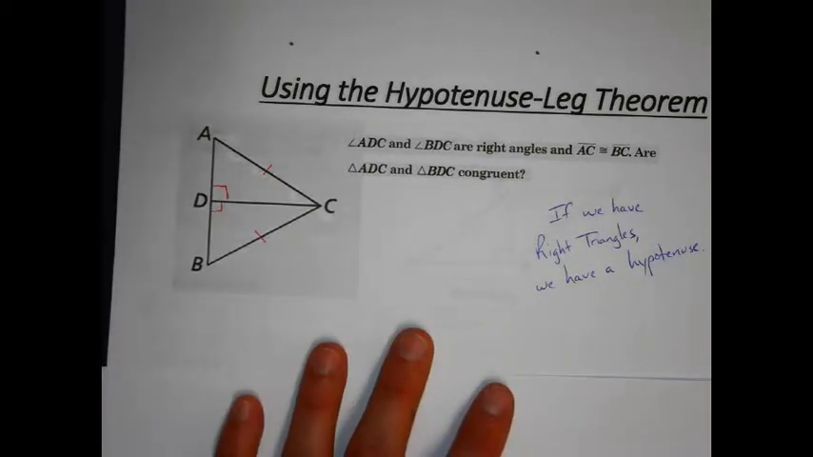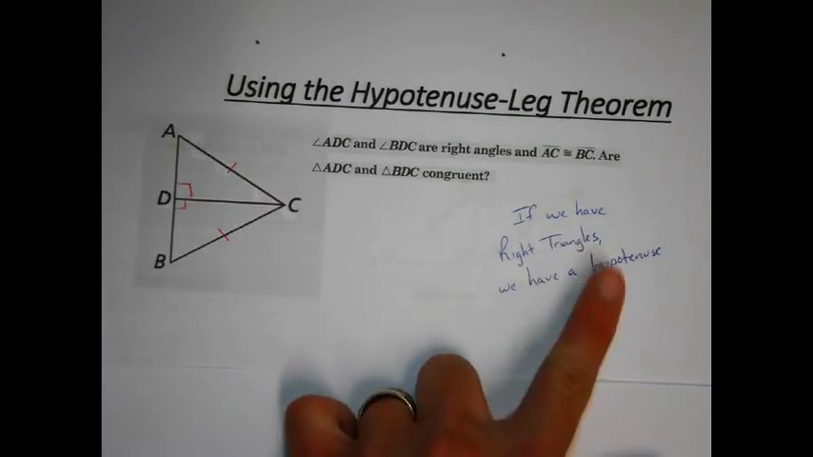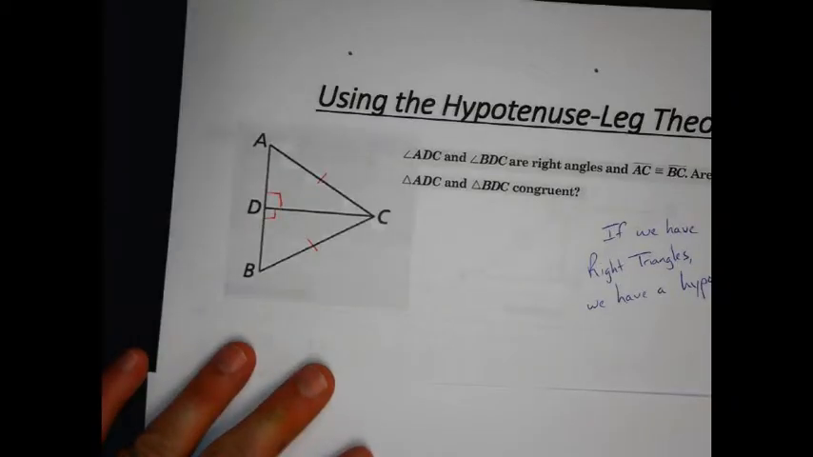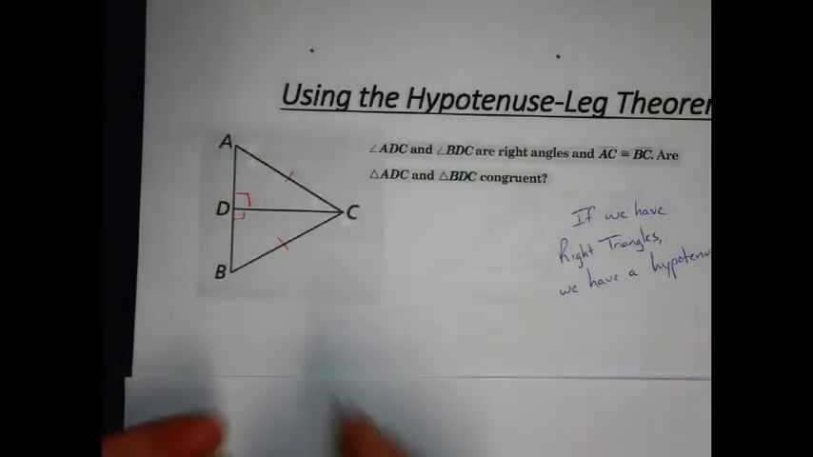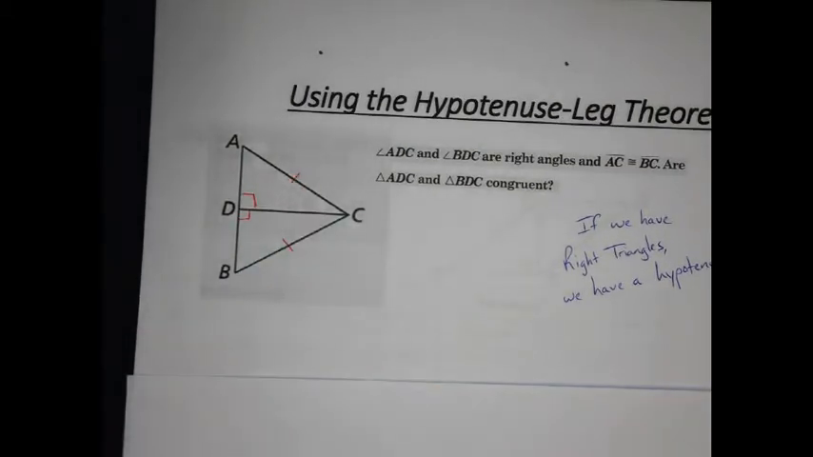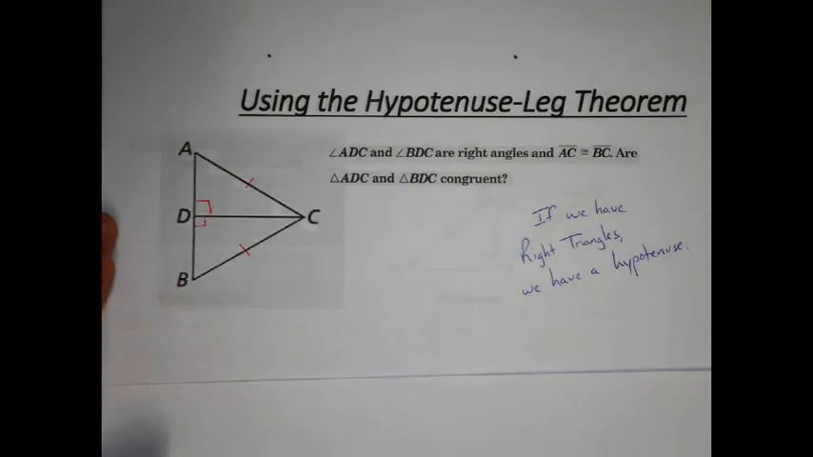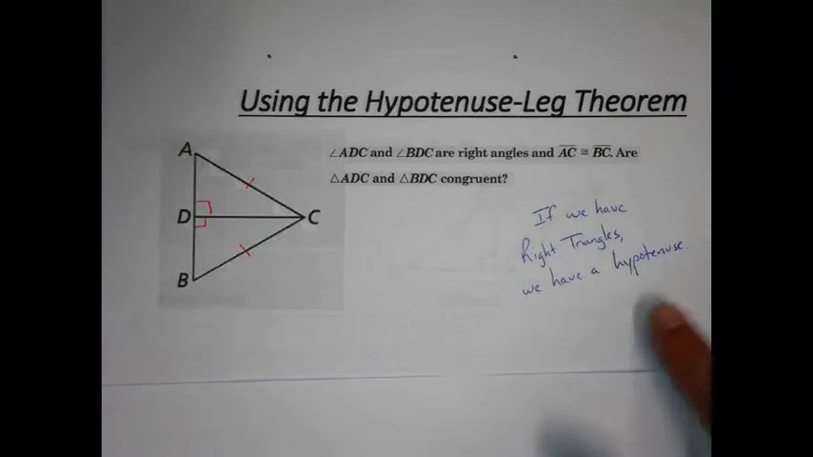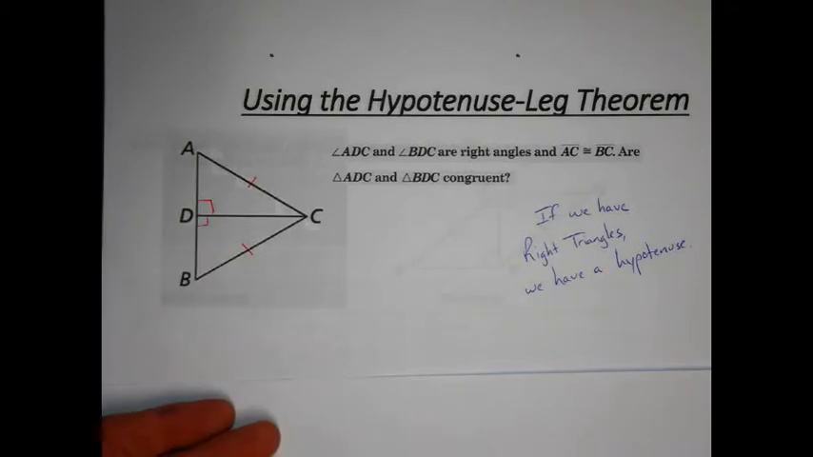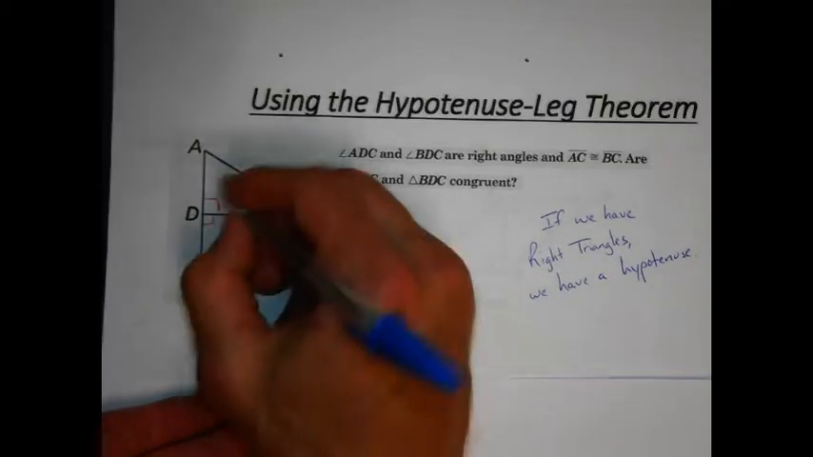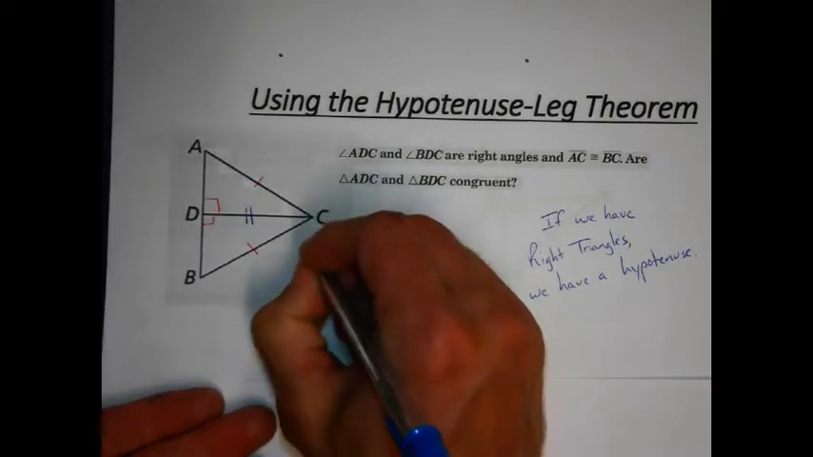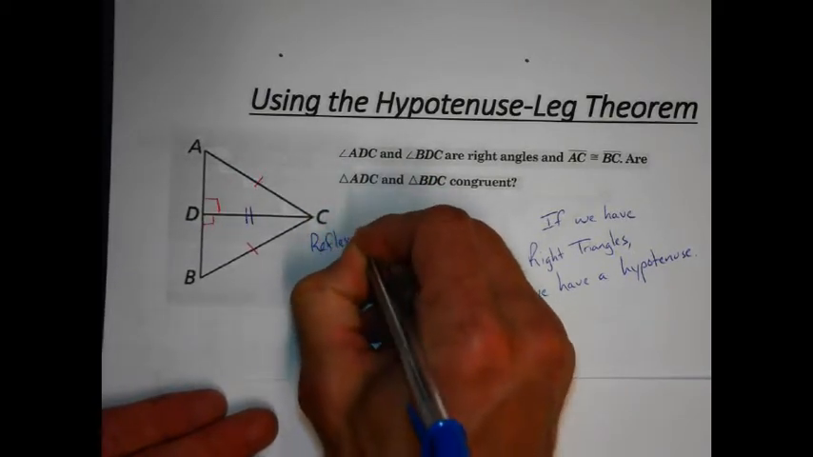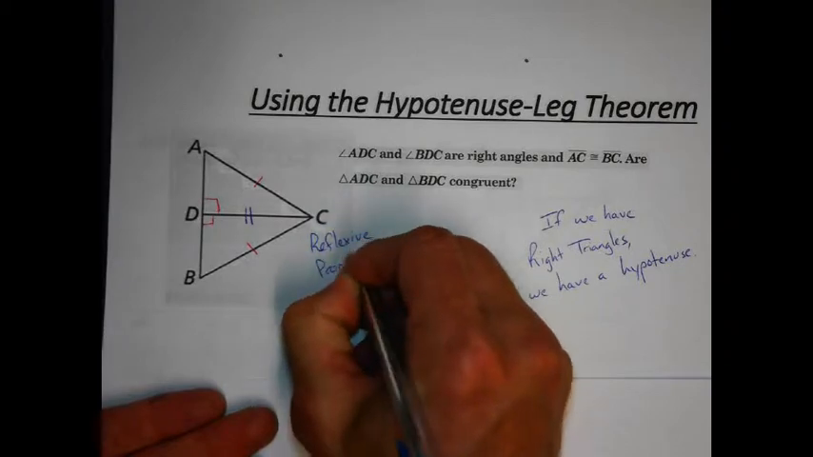Now, remember that note. If we have right triangles, we have a hypotenuse. So, do we have right triangles? Yes, we do. Okay, so we have right triangles and we have a hypotenuse. The only thing that's missing from the hypotenuse leg theorem in this example is the leg. So we have to show that we can either have DA and DB congruent, that's a leg, or something else should be sticking right out: DC congruent to itself. So since DC is congruent to itself, reflexive property of congruence, we have a congruent leg now.